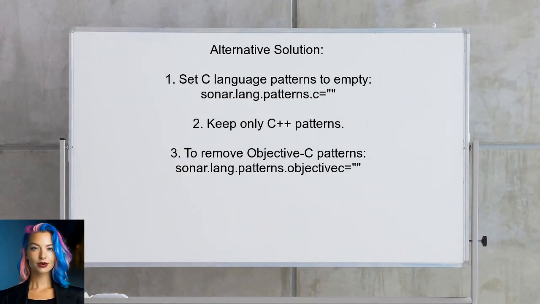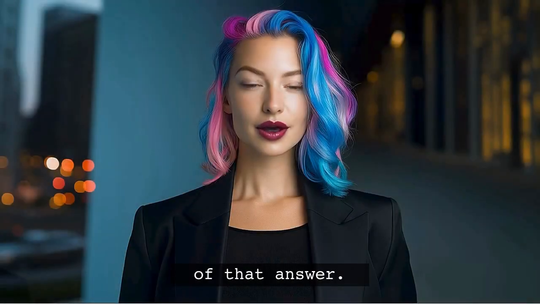An alternative solution provided by another user involves adjusting the language patterns in SonarQube. They suggest setting the C language patterns to empty by using the command sonar.lang.patterns.c equals empty. This allows you to keep only the C++ patterns. Additionally, if you want to remove Objective-C patterns, you can set sonar.lang.patterns.objective-c equals empty as well. That's the end of that answer.